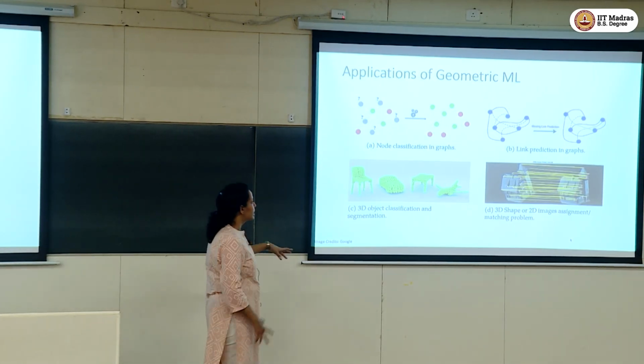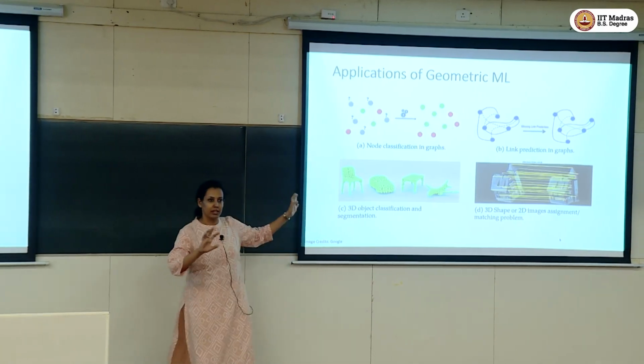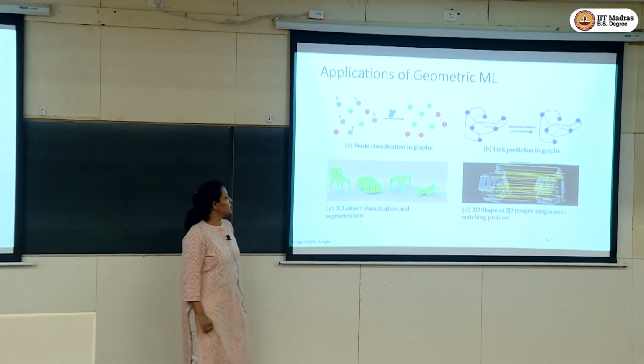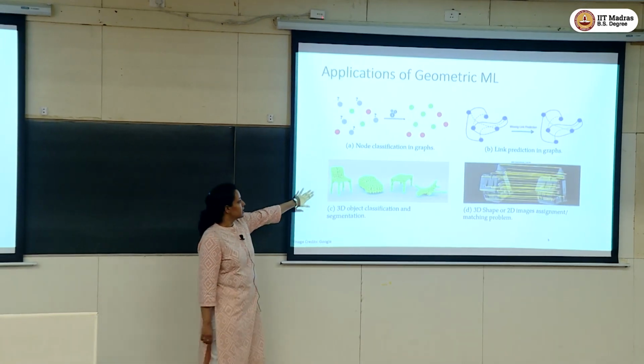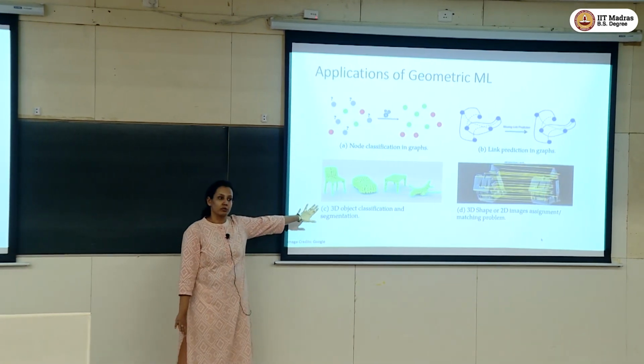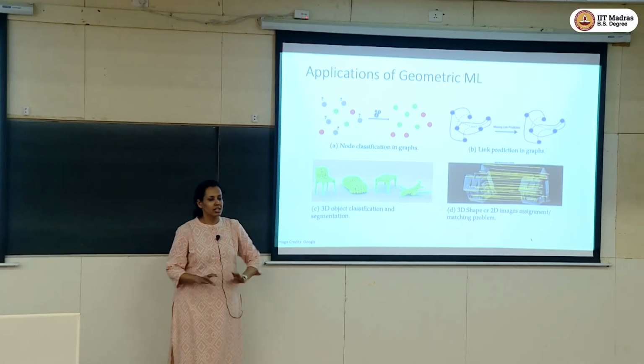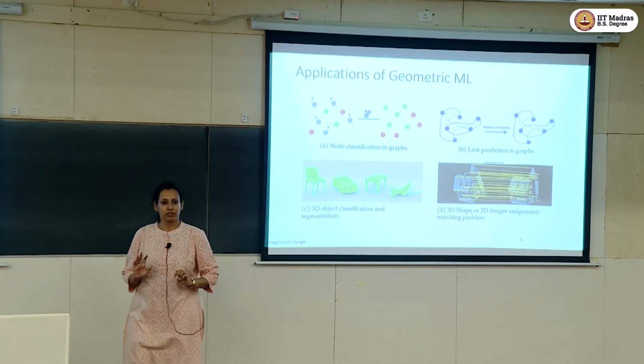Another one, for 3D data especially, though there are many problems and I'm talking about only some of these, is 3D object classification and segmentation. The 3D objects that you are seeing are called point clouds, and point clouds are nothing but a set of 3D points.